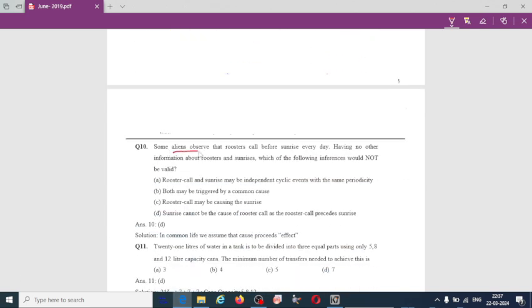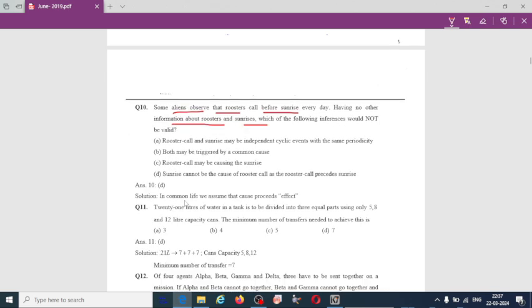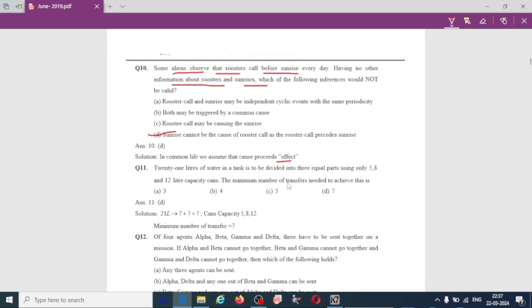Some aligned observers note that roosters call before sunrise every day, having no other information about roosters and sunrises. Which of the following inferences would not be valid? So in common life, we assume that cause precedes effect. So that means option D, sunrise cannot be the cause of the rooster's call as the rooster call precedes sunrise.